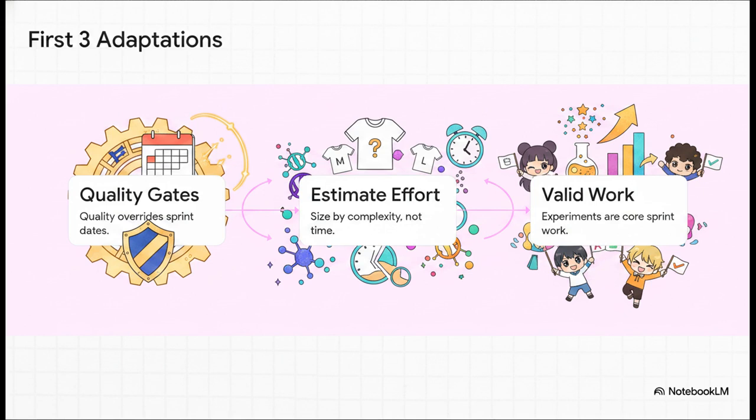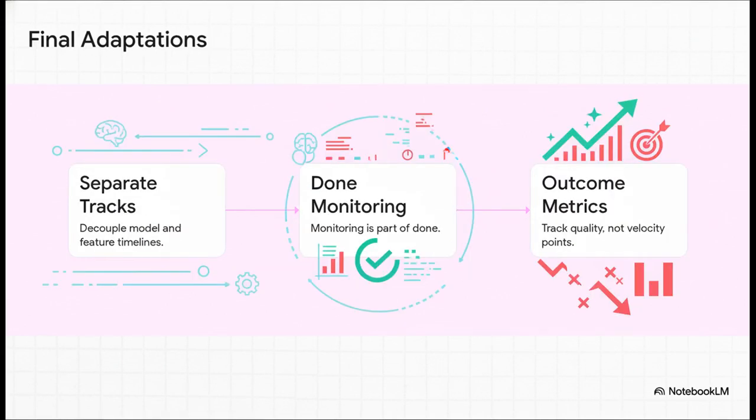Number 3, experiment and evaluation is legitimate sprint work. If your team spends 2 weeks and discovers that approach A is vastly superior to approach B, that is not research overhead. That is actual, hard product development work, and it must be celebrated as a sprint success. We're rolling into the next 3.